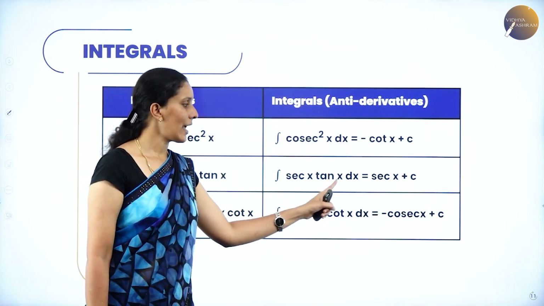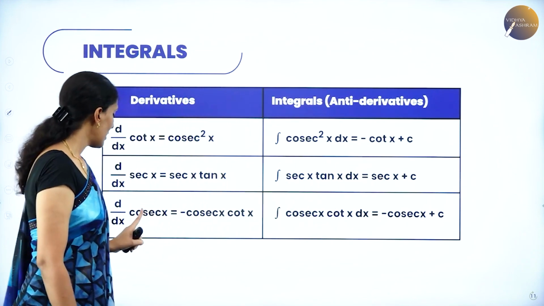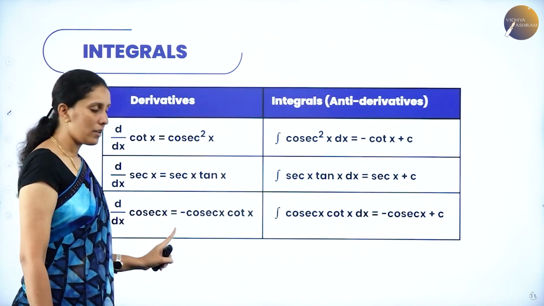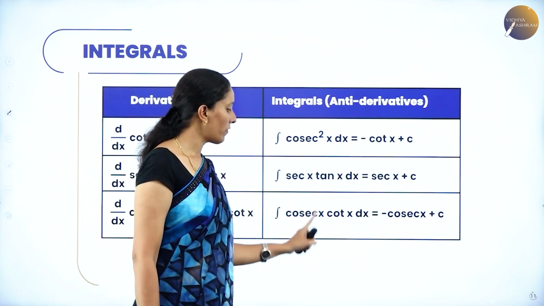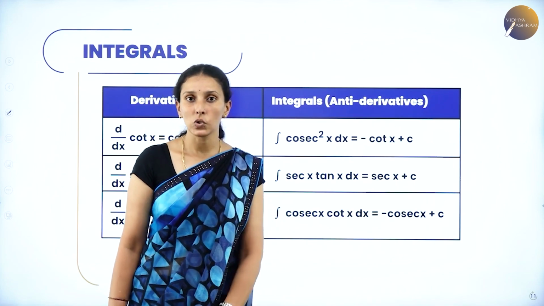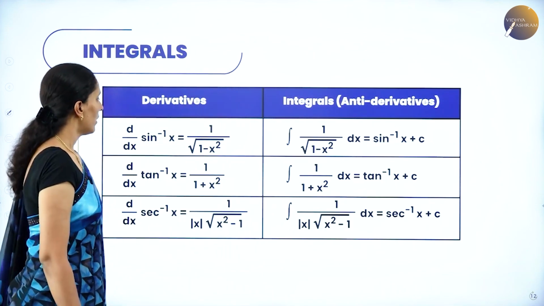Integration of secant x tan x is secant x plus c. And here, the derivative of cosecant is minus cosecant and cot. That is why integration of cosecant x cot x is minus cosecant x plus c.